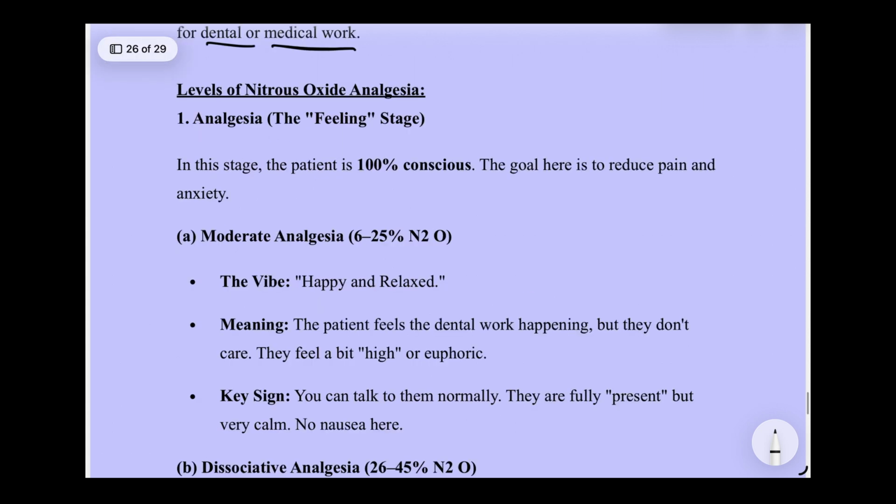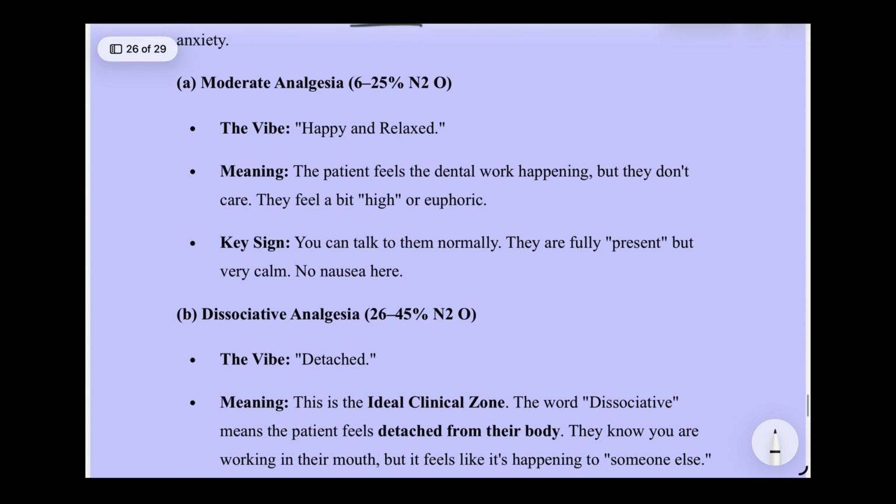Now the levels of nitrous oxide analgesia. So first is the analgesia stage. In this stage, the patient is 100% conscious and the goal here is to reduce pain and anxiety. It is divided into moderate analgesia and dissociative analgesia.